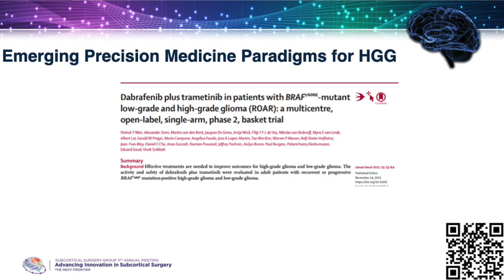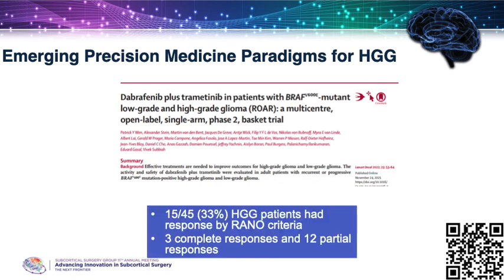Just looking at some of the recent trials with precision medicine paradigms for high-grade glioma, this is just an example. We were talking about BRAF inhibition. What about how that works in patients? This trial looked at both low-grade and high-grade gliomas. If you look at just the high-grade gliomas by themselves, 33% had response by RANO criteria, which is, again, radiographic. We'll touch upon some other ways that we can look at response besides MRIs. And again, most of these responses are partial responses. They're not complete responses.